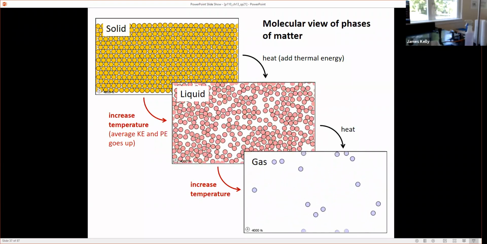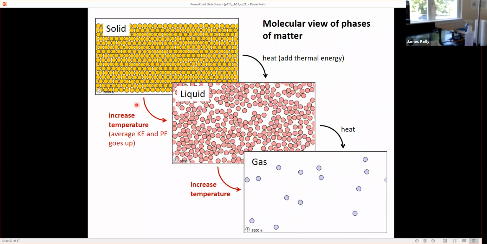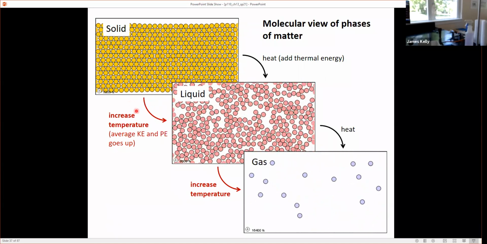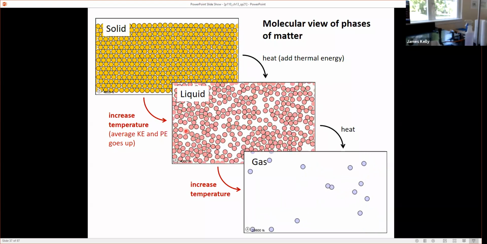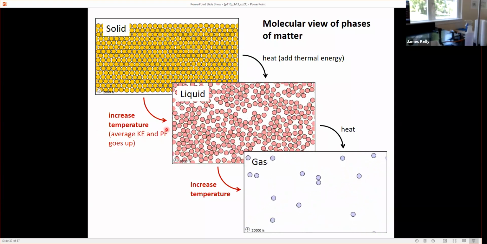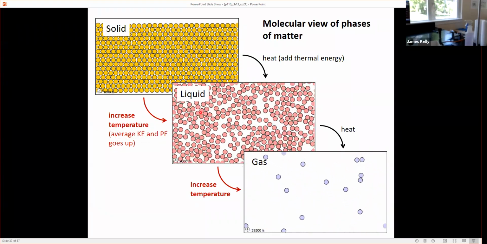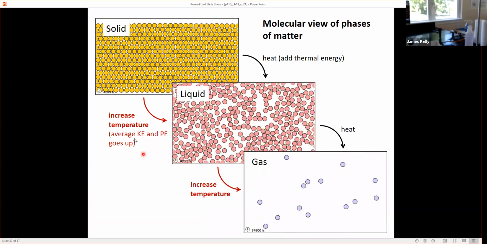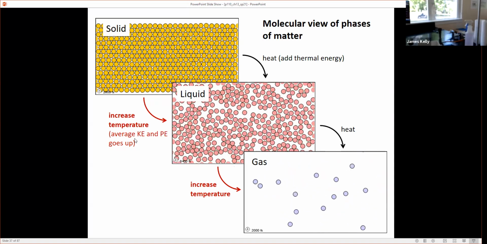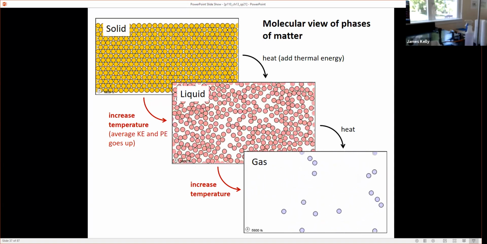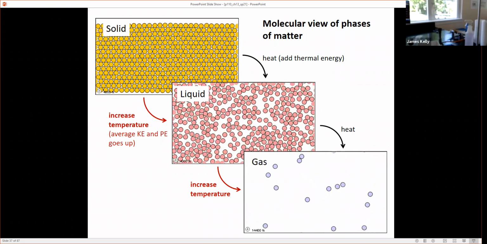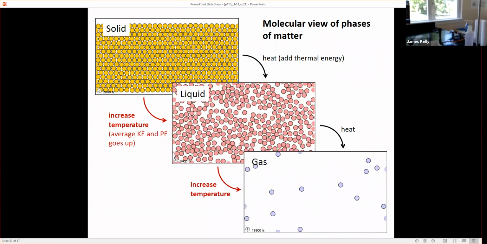And of course, when we say heat, another way of saying that is we're increasing the temperature. Solid, increase the temperature, it goes to liquid. And by increasing the temperature, we're increasing the average kinetic energy of each of the molecules. And if you're increasing the average kinetic energy, they're going to tend to spend more time really close together where those electrons are really repelling. That's more potential energy too. So the potential energy tends to go up when the kinetic energy does.